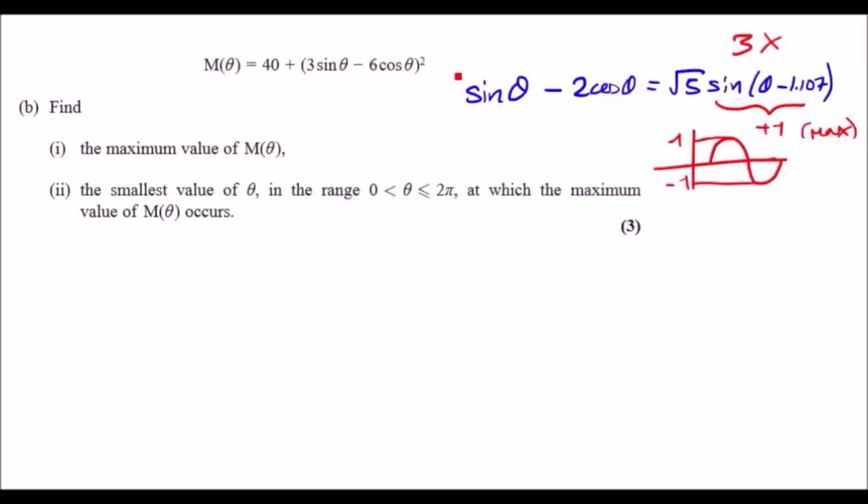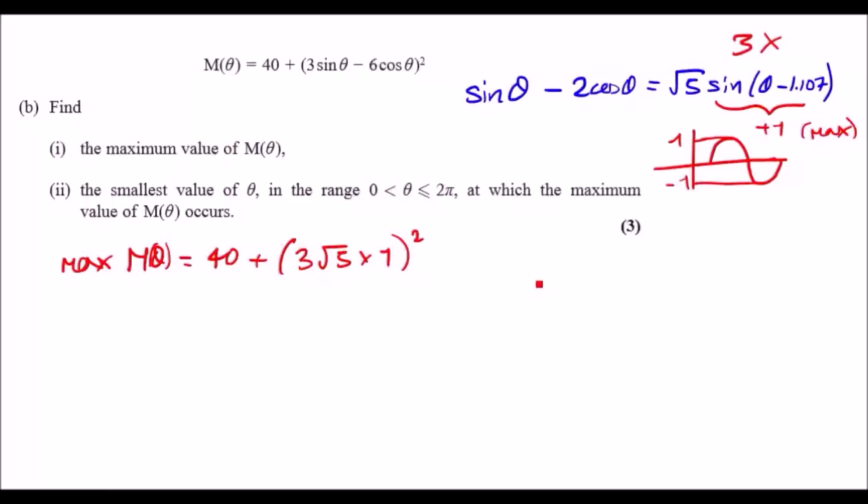So let's substitute everything back in the equation. So this means that the maximum value of m theta equals 40 plus, remember the constants are always the same. So instead of 3 sine blah blah, it's going to be 3 times the right hand side. So it'll be bracket 3 root 5. And instead of writing sine, the maximum value of sine is 1, all squared.